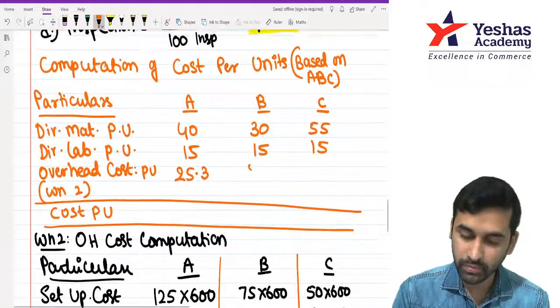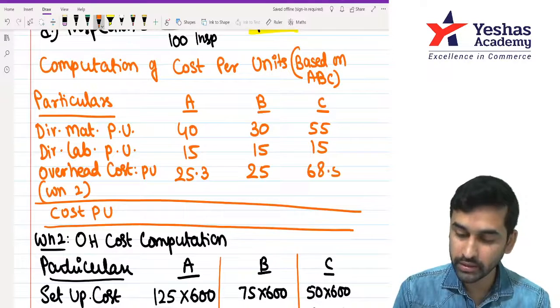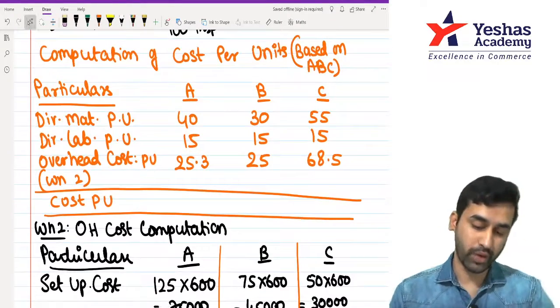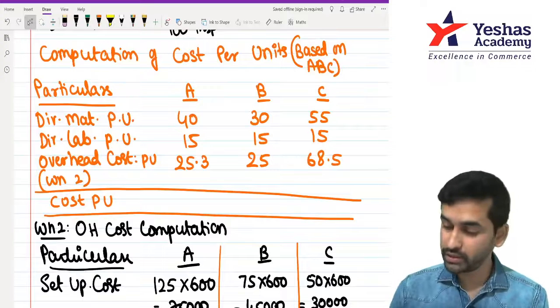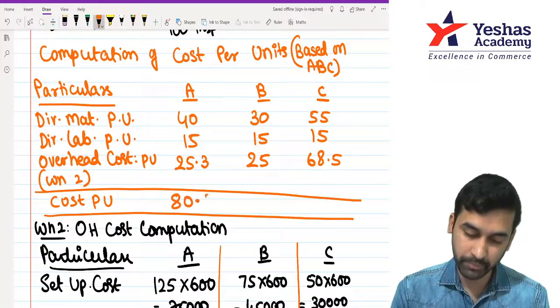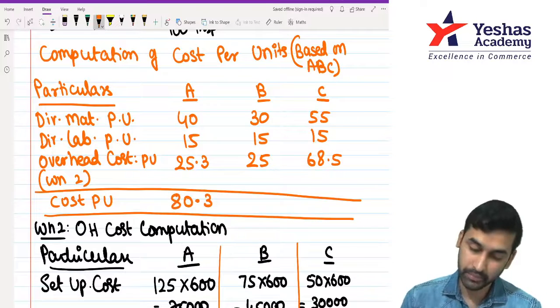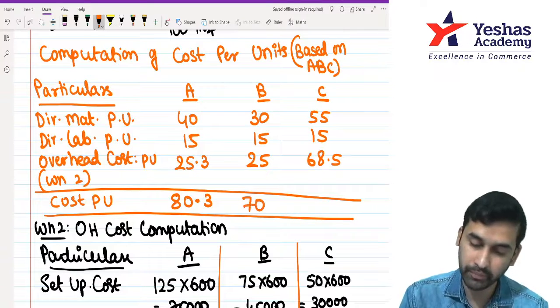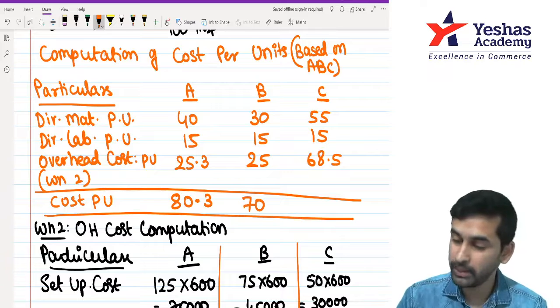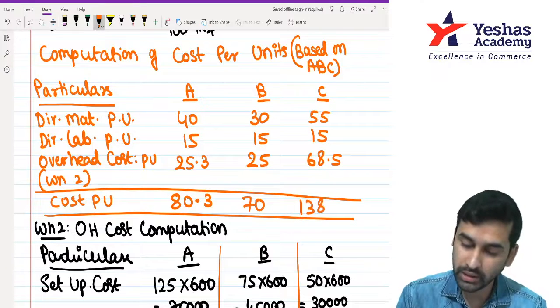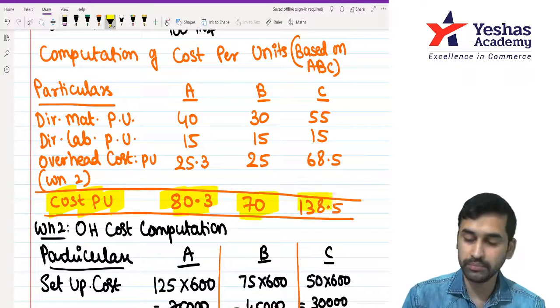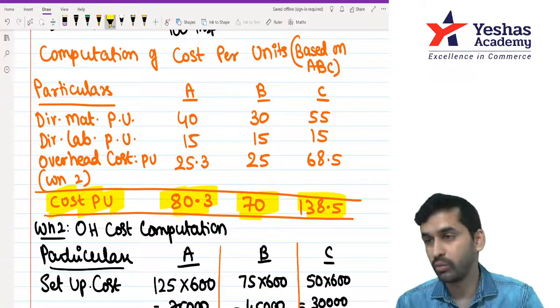25, 68.5. Yes. Now if you add all the three, you get cost per unit. So for A, my answer is 80.3. For B, my answer is 70. And for C, my answer is 138.5. This is what they wanted.